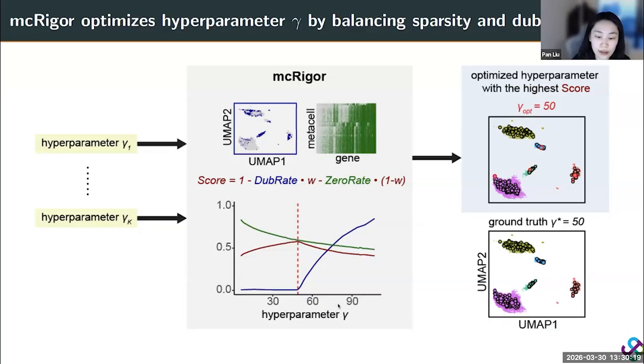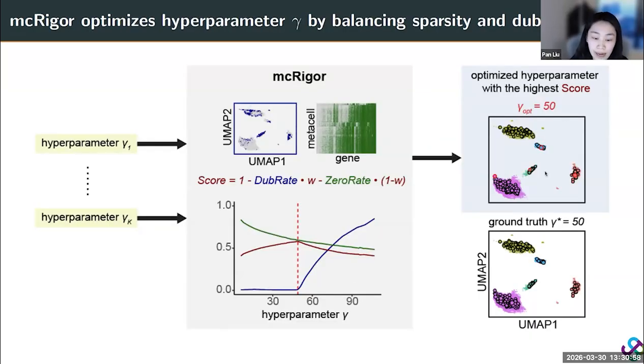So here we use this zero rate, which is actually just the proportion of zeros, to assess the sparsity level left in this metacell profile. And we use this dub rate, which is the proportion of single cells that constitute dubious metacells, to assess the level of signal distortion. Then we just use 1 minus the sum of these two scores as our evaluation score to choose the best method and hyperparameter that receives the highest score.